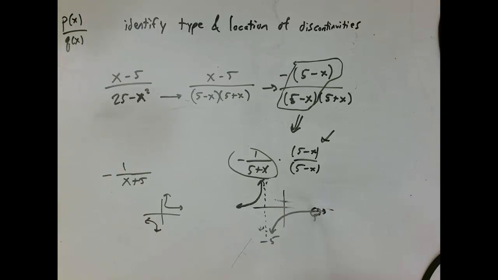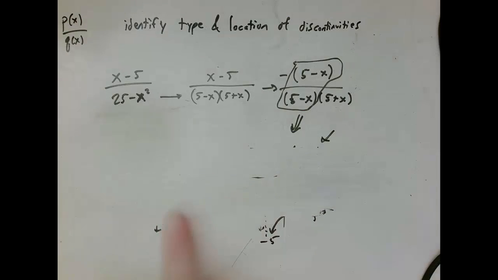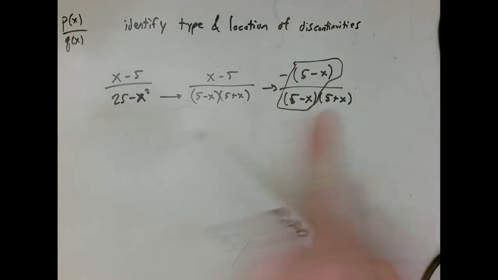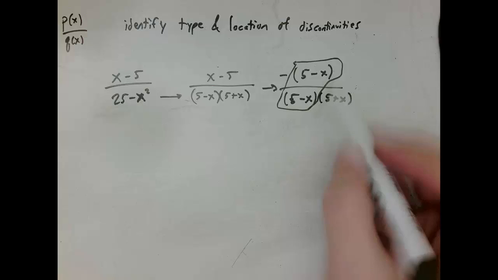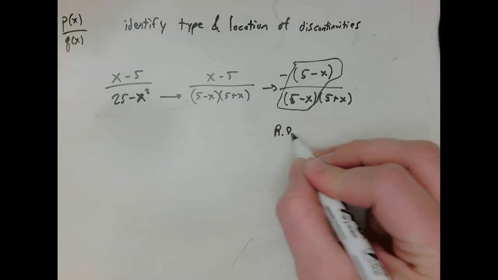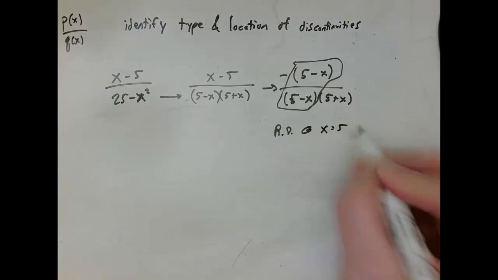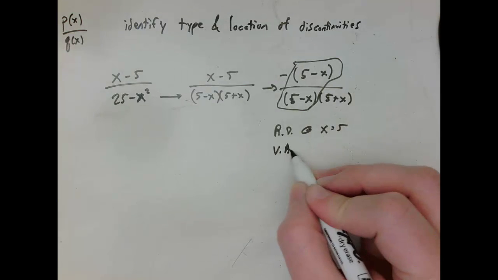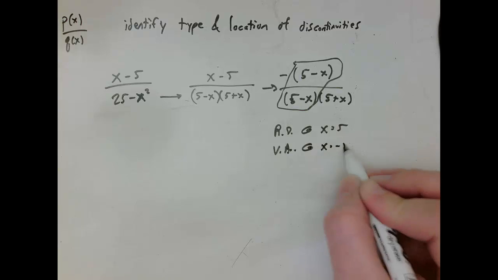And I'm not actually asking you to produce full graphs here. I'm only asking you to identify the location and type of the discontinuity. But it's helpful to be able to visualize, if you can, what's going on for the whole function. But the answer that we would be looking for here is removable discontinuity at x equals 5 and vertical asymptote at x equals negative 5.